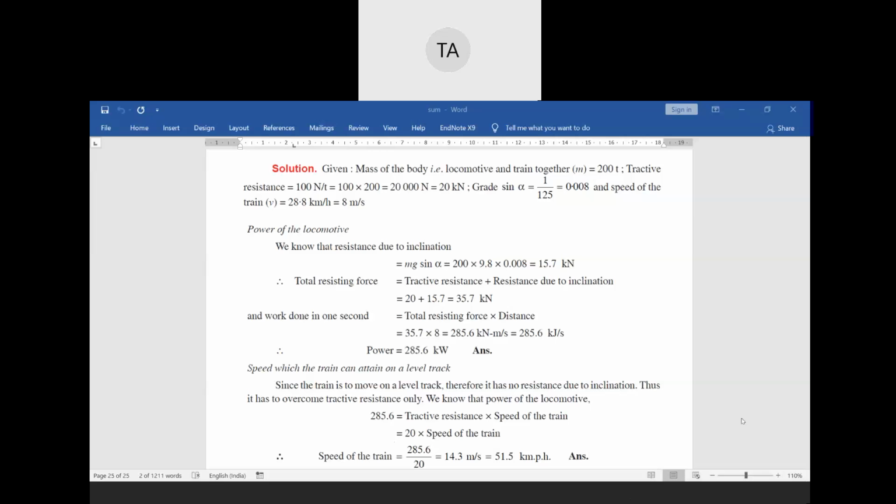Yes, sir. Okay. Because of weight in ton, it is cut into the kilonewton. Your voice is breaking. m sin t.